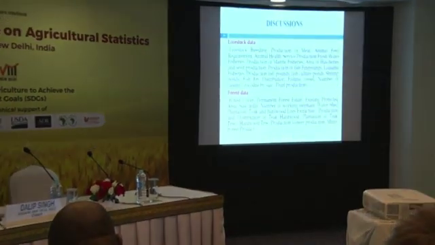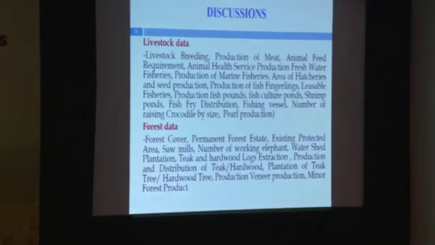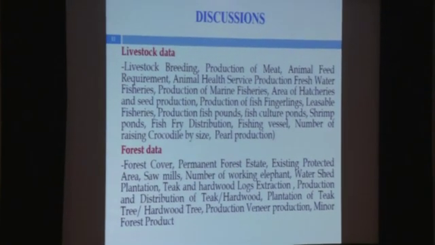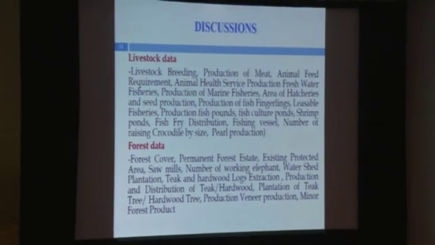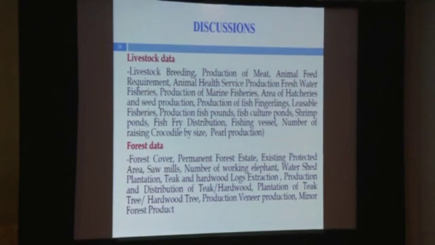and hide production. The forest data are concerned with forest cover, permanent forest estate, existing protected areas, sawmills, number of working elephants, water sheep plantation, tea and other raw material extraction, production and distribution, tea and other plantations, tea trees, other trees, production of banana, and minor forest products. We are to provide all the administrative records.